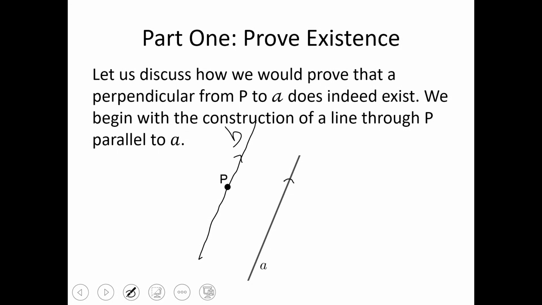Okay, I know that I can do that. So I will construct a ray through P that makes a right angle with B. That's simply the protractor postulate, which tells us that we can make an angle of that measure. And then think about the angle that ray makes with A.